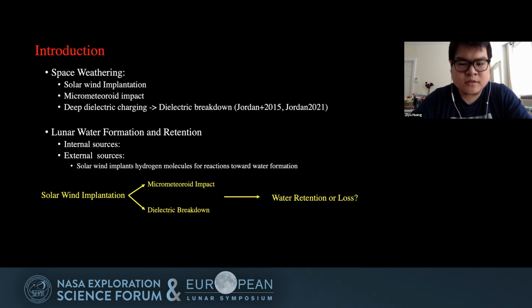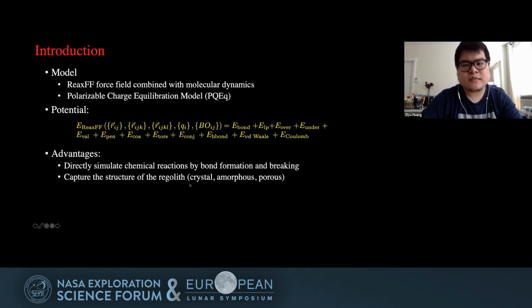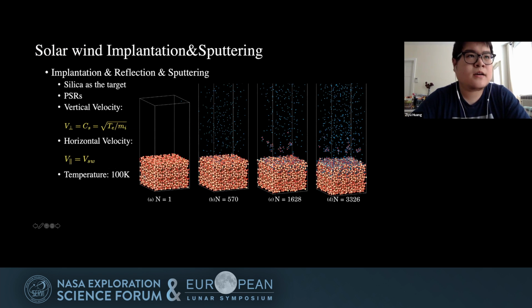So in this way, we use atomic scale simulation to evaluate the contribution of each process. The model we use is the ReaxFF force field coupled with molecular dynamics simulation, and also a polarizable charge equilibration model. The advantages of this potential are, for instance, that it can directly simulate chemical reactions by bond forming and also bond breaking. And it can also capture the atomic structure of the regolith, like crystal structure or amorphous structure. So first, we introduce solar implantation and sputtering.